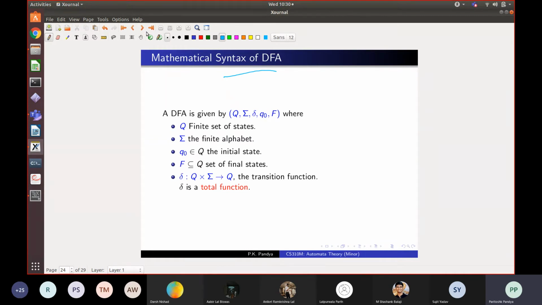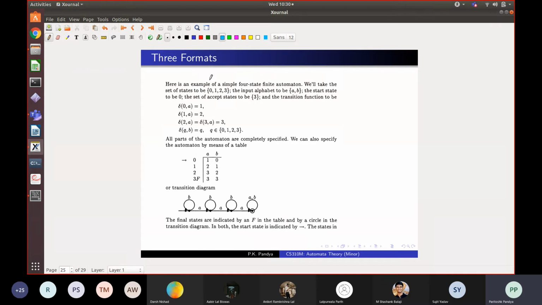Okay, and we can of course represent the automaton in three formats, either mathematically or as the diagram or as the table. So this is the 5 tuple representation of the automaton. This is the transition table, and this is the transition diagram, also called the automaton graph.